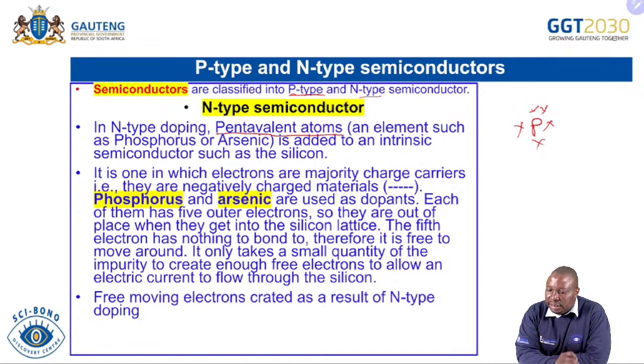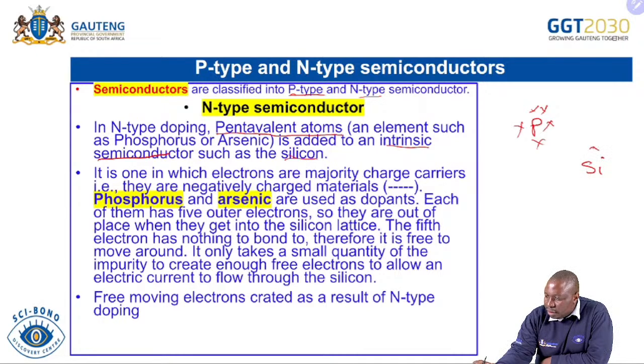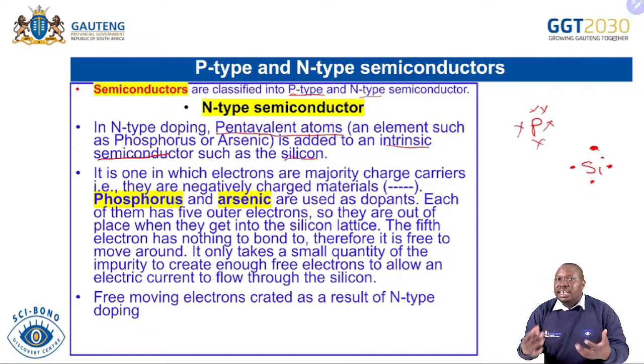Elements such as phosphorus or arsenic are added to an intrinsic semiconductor. We said intrinsic is a pure semiconductor. So we're bringing in an impurity, which is phosphorus, added to an intrinsic semiconductor such as silicon. Silicon indicated its needs. It said, I need 4 electrons. However, when we bring the impurity, which is phosphorus, it is carrying 5 now.